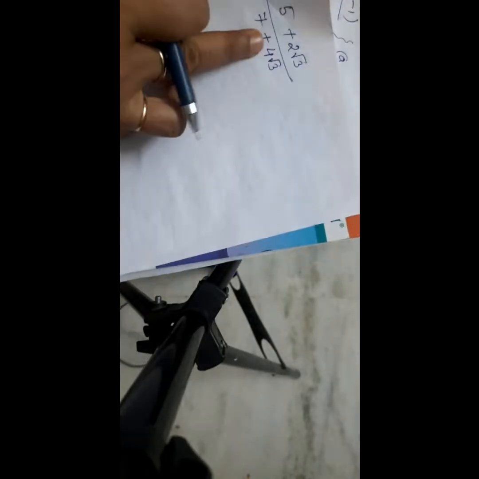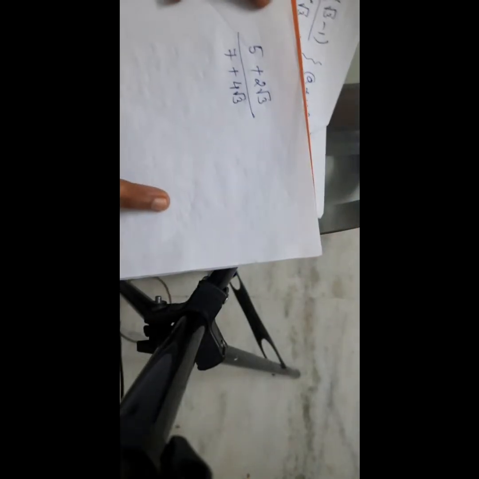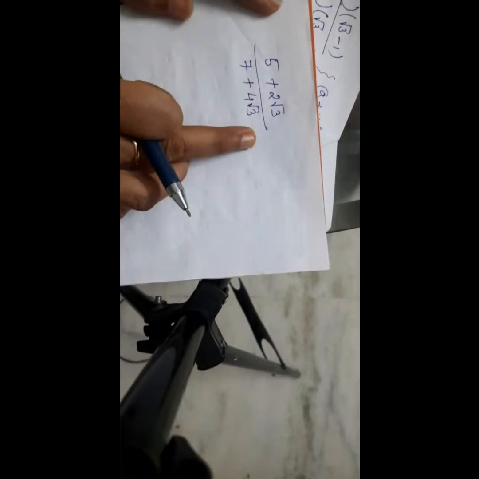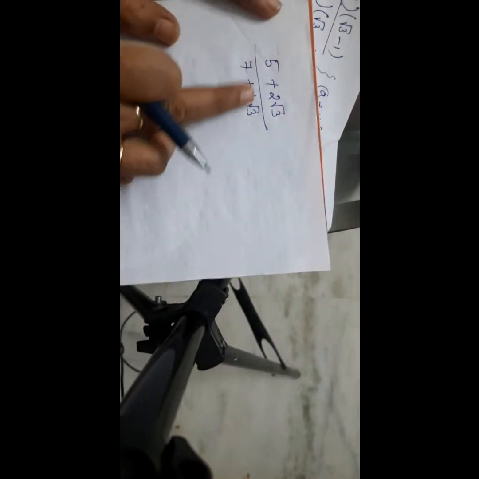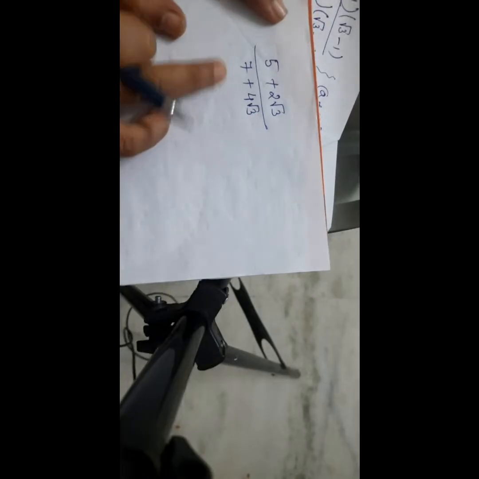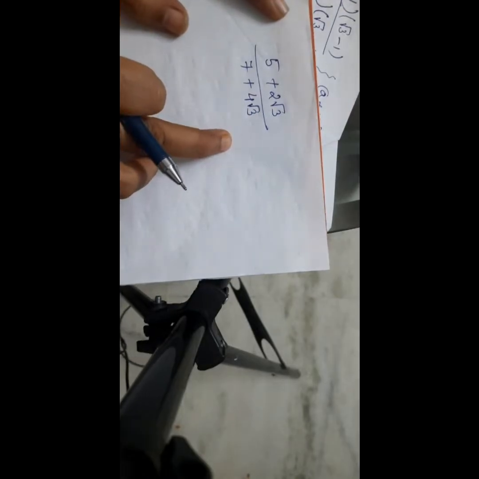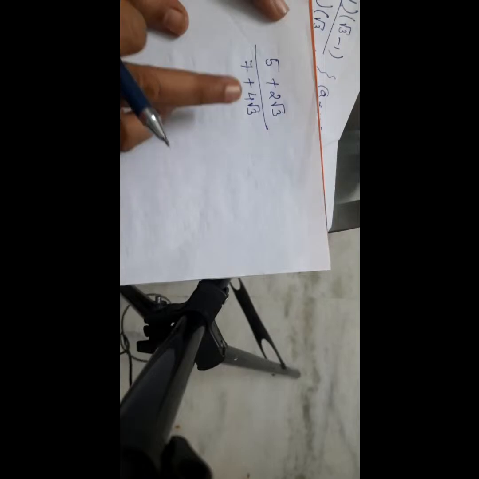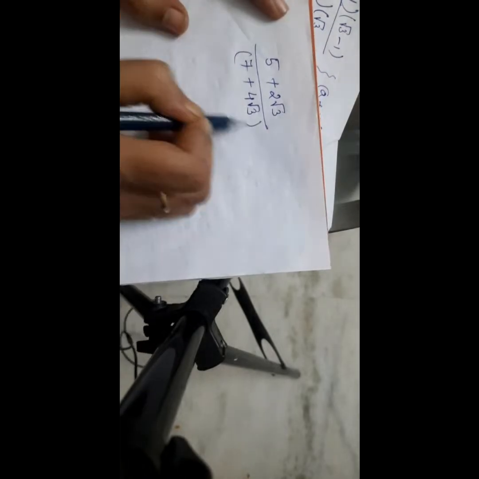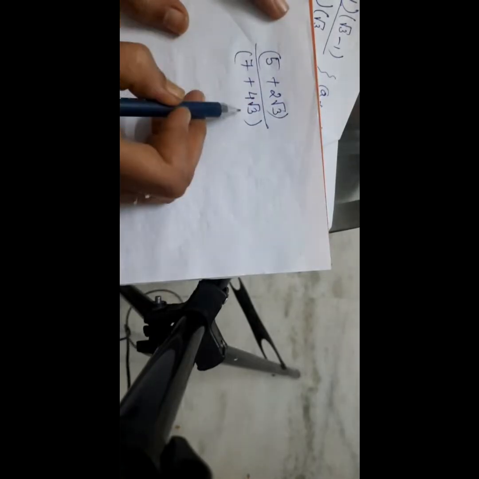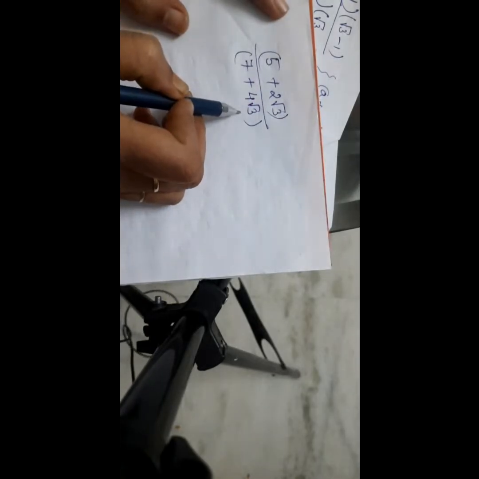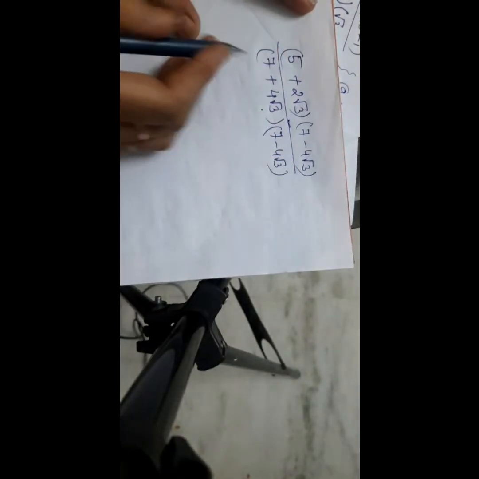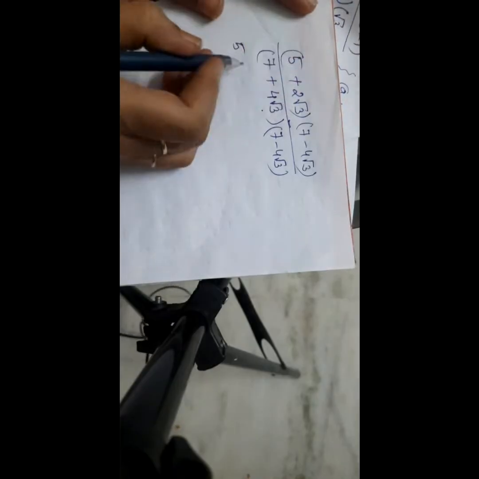In the next question, it's a little complicated. You can see here I've taken two numbers: 5 plus 2 root 3, 7 plus 4 root 3. The first step is always to take the opposite of the denominator. Here it is 7 plus 4 root 3. So we are going to have multiplication. First we take the first number with the whole bracket of the second.